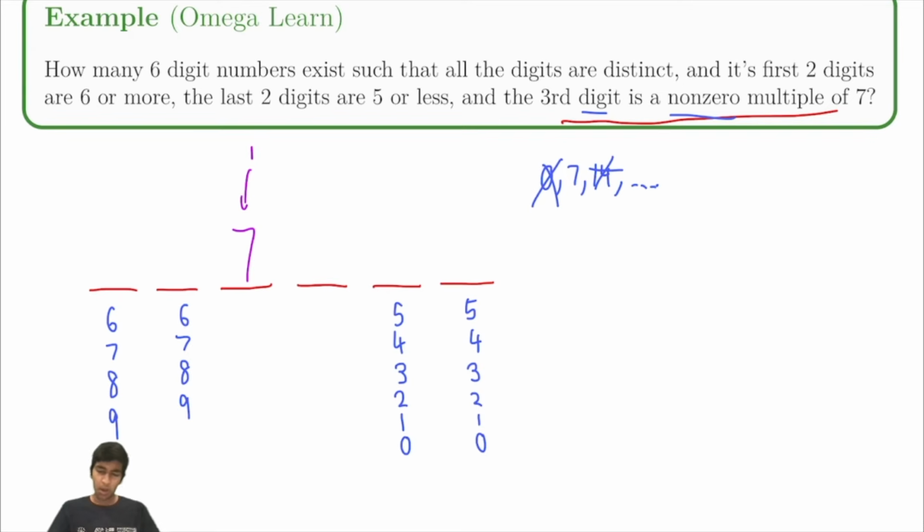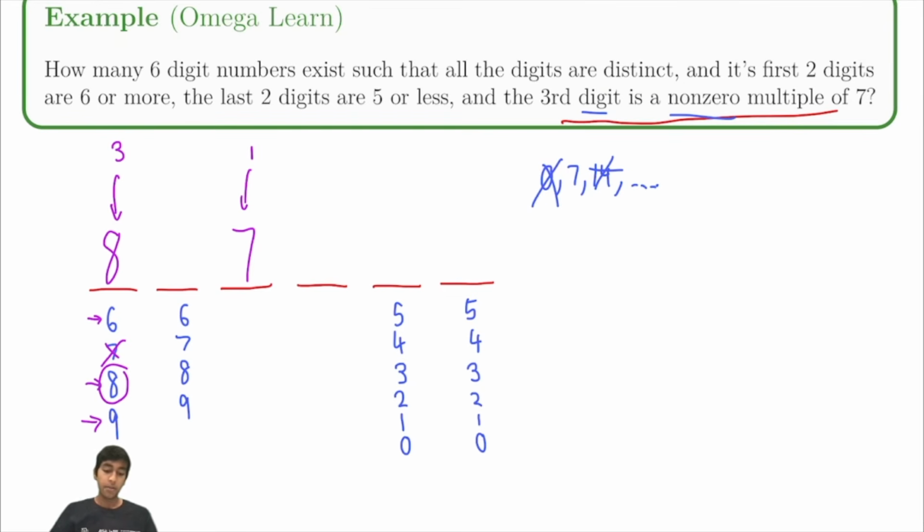Okay, so now what? How many choices for the first digit now? Well, all the digits are distinct. So we can't have 7 again, right? So we can't have 7. Then we've got 3 choices left. So 3 choices over here. And it can be anything. Maybe any one of 6, 8, or 9. Let's just say it's 8.